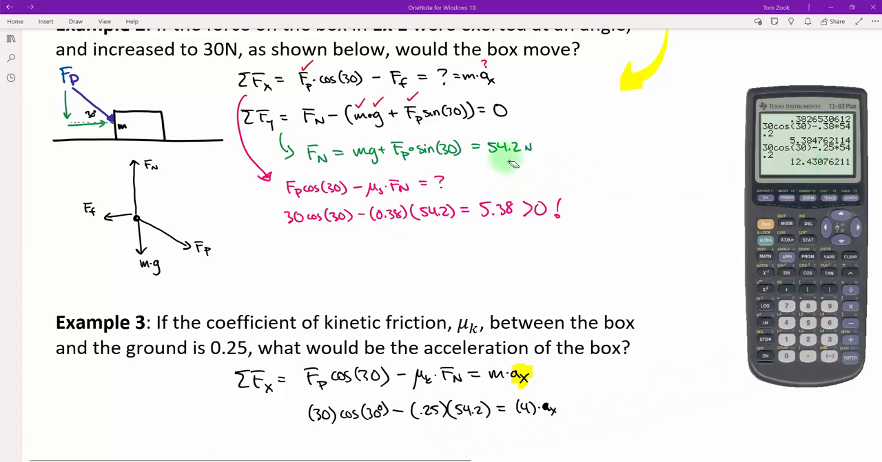So this is how much net force I had the instant that I was trying to push on it. But as soon as I break static friction, that's not my net force anymore. The net force bumps up. Now it's 12. And if I divide that by 4, I should get the acceleration of 3.11, or this is called 3.1.